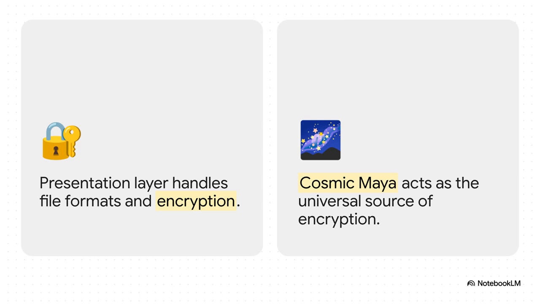So, what is the perfect spiritual translation for a layer that encrypts data and formats reality? It's Maya. Maya is the cosmic illusion. It is the universal source of encryption that masks the true divine reality, formatting it into the varied, incredibly complex physical world we think we're experiencing right now.